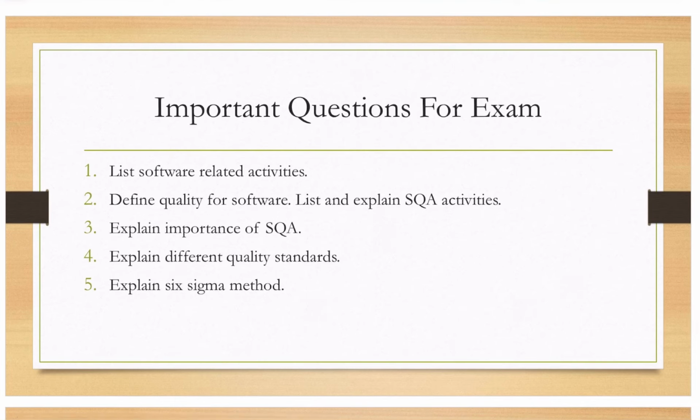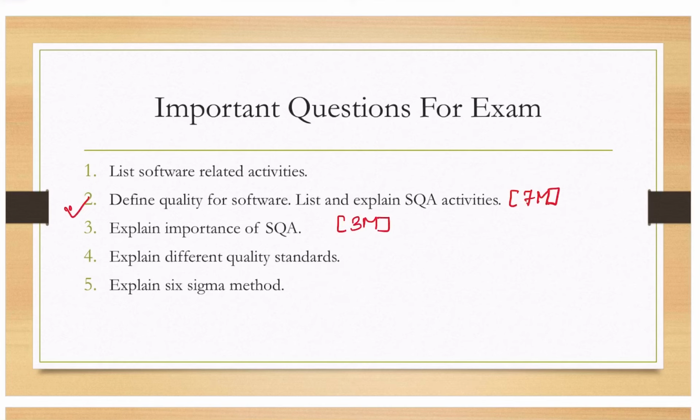This is our unit number 7, that is quality assurance and management, and these are the important questions for the GTU exam. First, list software related activities. Second, define quality for software, list and explain SQA activities. This question will be asked for 7 marks. Now the third question, that is explain importance of SQA. It will be asked for 3 marks.